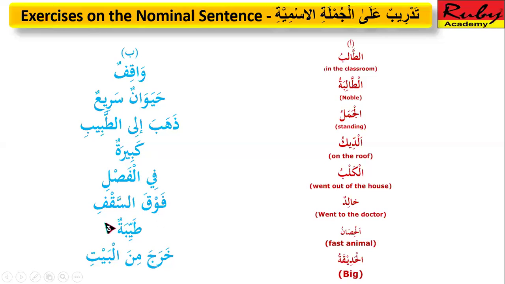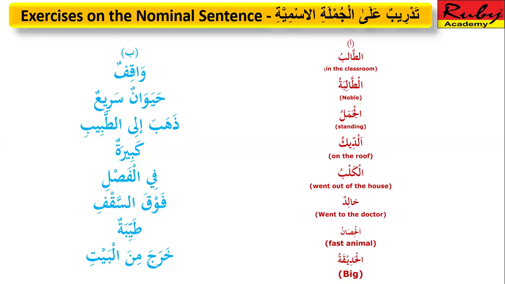Fawqa saqfi, now here, on the roof. Fawqa means on, above. Tayyibatun, noble, like kind, good, generous. Kharaja min al-bayt. Now we need to understand: kharaja means went out, left, and dhahaba means went. Kharaja min al-bayti, went out of the house or went out from the house. You can take any meaning.